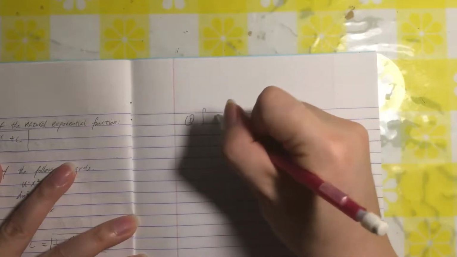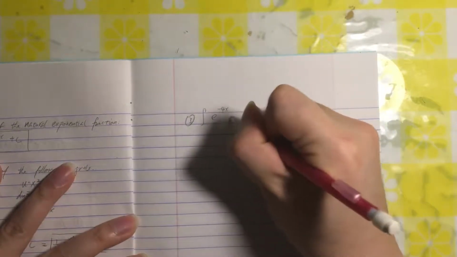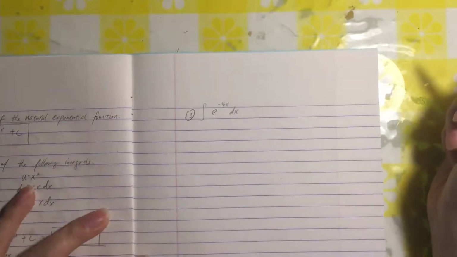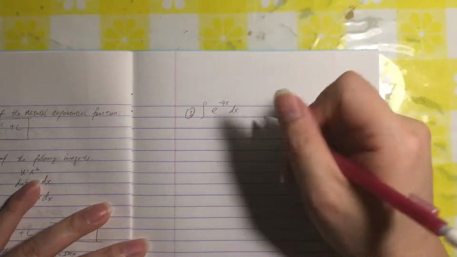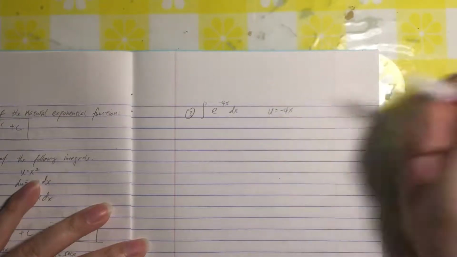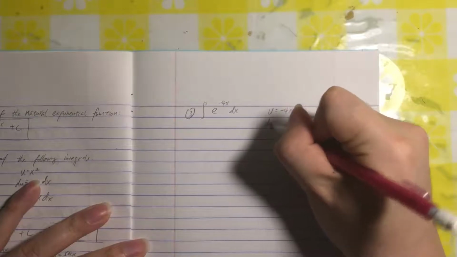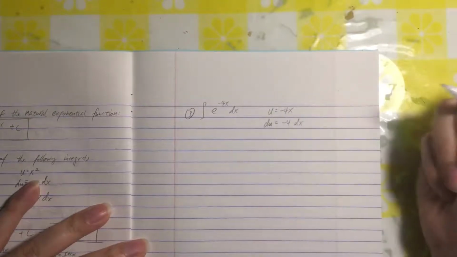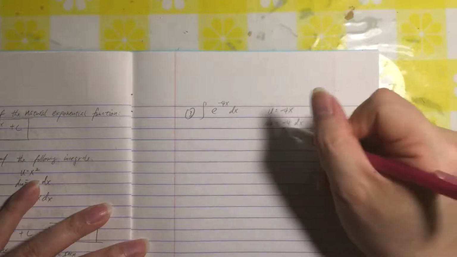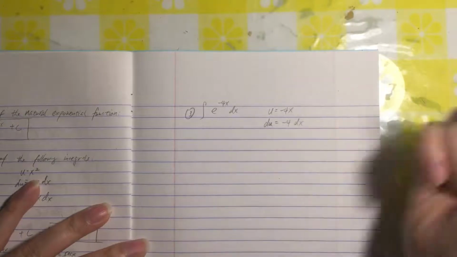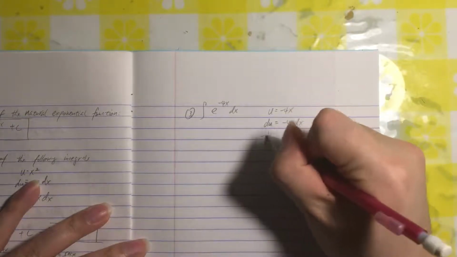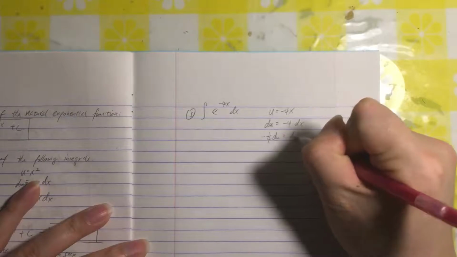Next example. How can we take integral for e to the power of negative 4x dx? Since we can't find the antiderivative directly, let's apply U substitution. For U substitution, if I let u be negative 4x, then du will be negative 4 dx. We have dx here. What's missing is negative 4, but that's a constant. It's not a big problem. I can divide both sides by negative 4. If I divide both sides by negative 4, I get negative 1 over 4 du equal to dx.